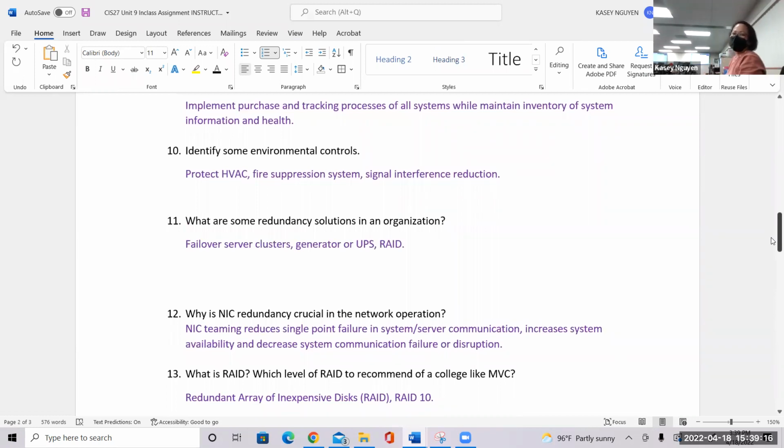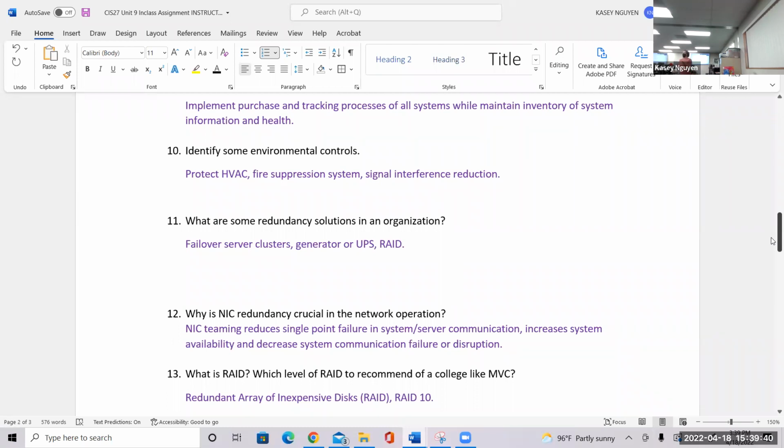So what are some of the redundancy solutions that you can have for the organization? We need to have a failover cluster. Those are just a group of servers that go on standby for the most part, but when needed, we can use them for DNS, DHCP to give out IP addresses, file server, email server, and so on.